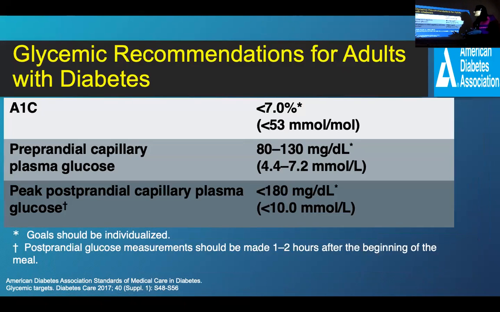Now, what are the goals? This is also a quick refresher. What are the goals as per the American Diabetes Association? The glycemic goal is that patients should have glycated hemoglobin at or less than 7%. Also, the preprandial plasma glucose level should be between 80 to 130 milligrams per deciliter, and their postprandial should be less than 180 milligrams per deciliter.